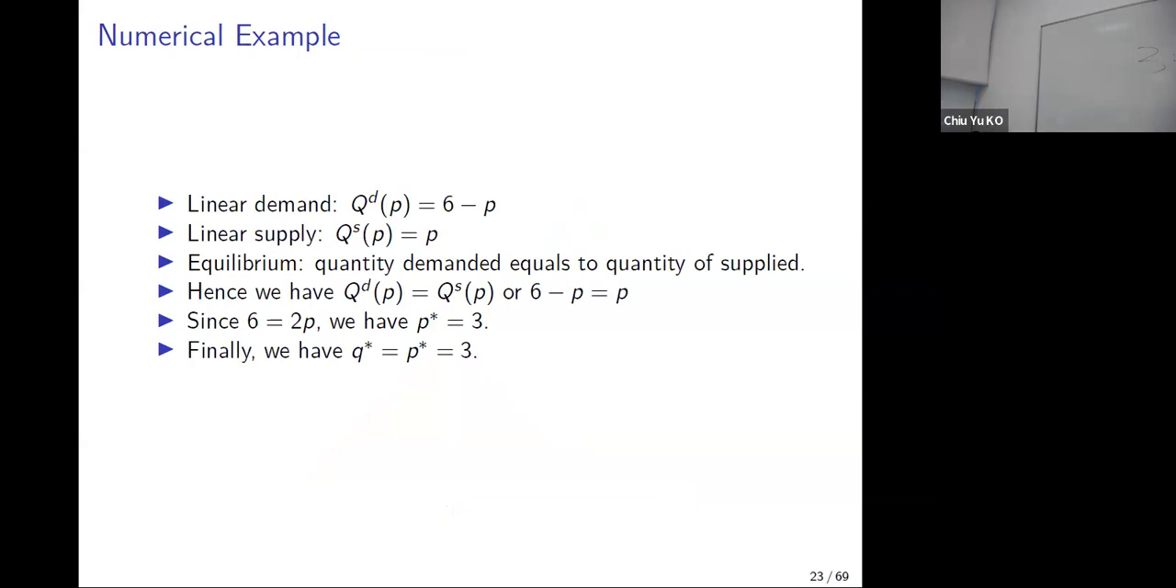P is 3, right? The current supply is 3. Current demand is 6 minus 3, which is 3. So demand equals supply, so we solve. This is the outcome, okay?